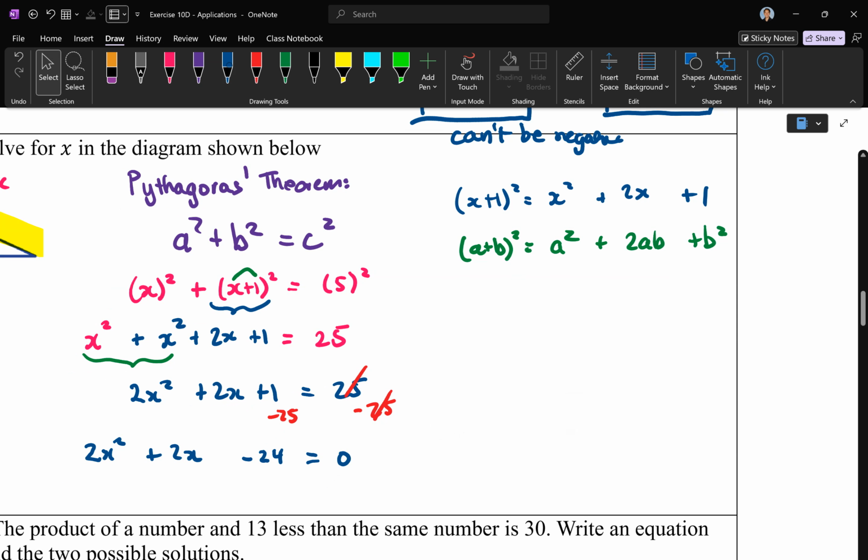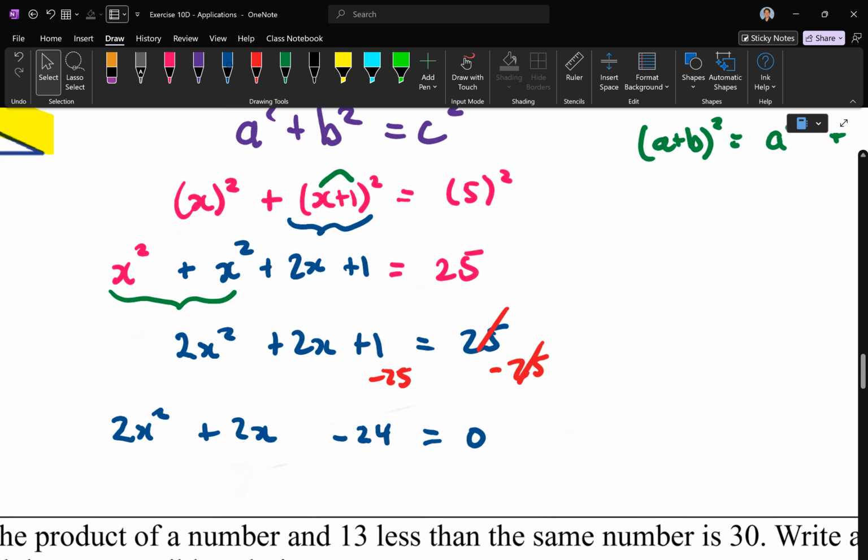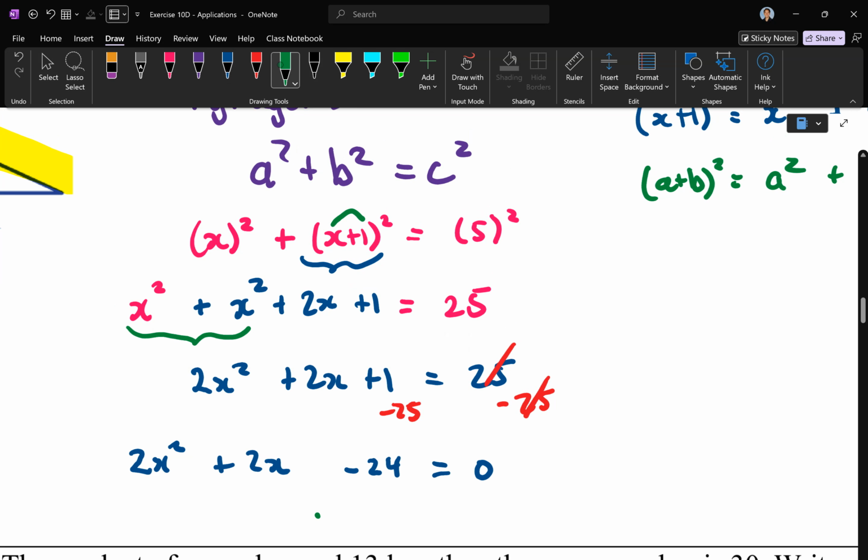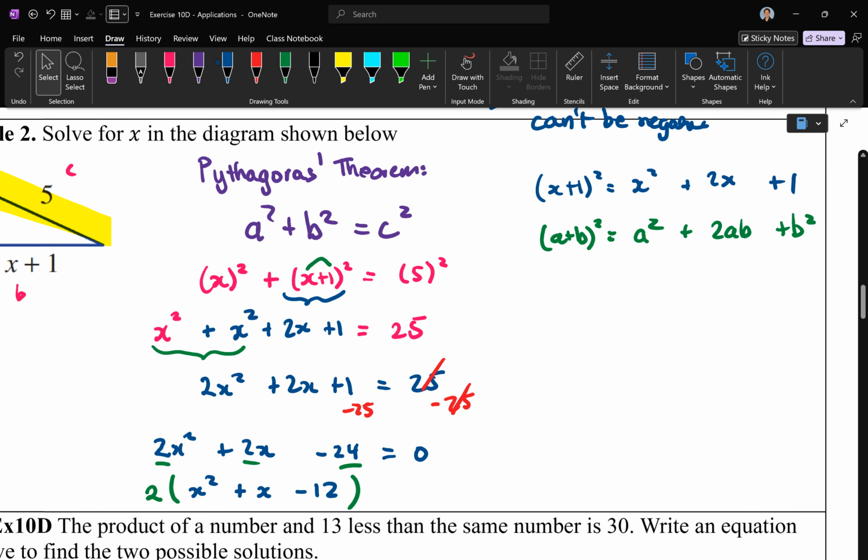And now it's your job to factorize. So you can use the non-mnemonic version, but because this is a year 9 textbook, you can actually factorize this a bit easier. They all have a common factor of 2. So if you took out 2, it makes it a mnemonic problem. So 2 times x squared plus 1x minus 12 is easier to factorize. That equals to 0.